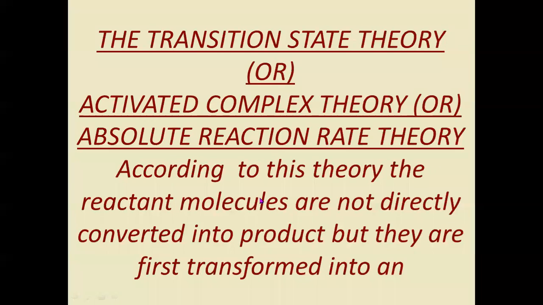According to this theory, reactants form product through or via an intermediate species, and that intermediate species is called the activated complex or transition state. Until and unless the reactants form an intermediate compound or intermediate complex or intermediate species, they cannot be converted into product. So that intermediate state is called either the activated complex or transition state.